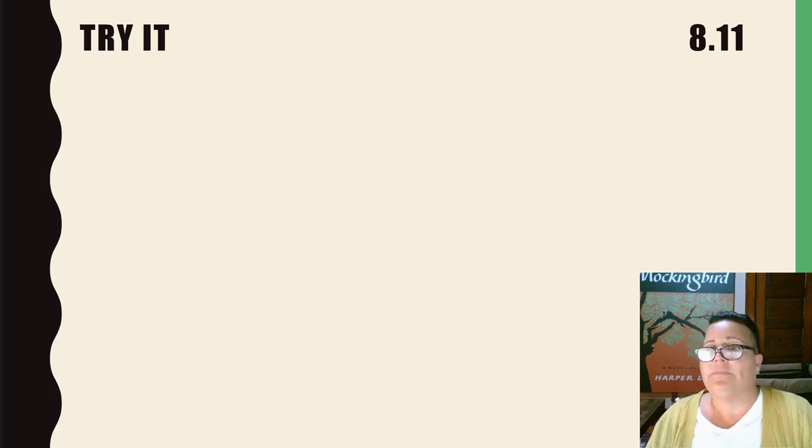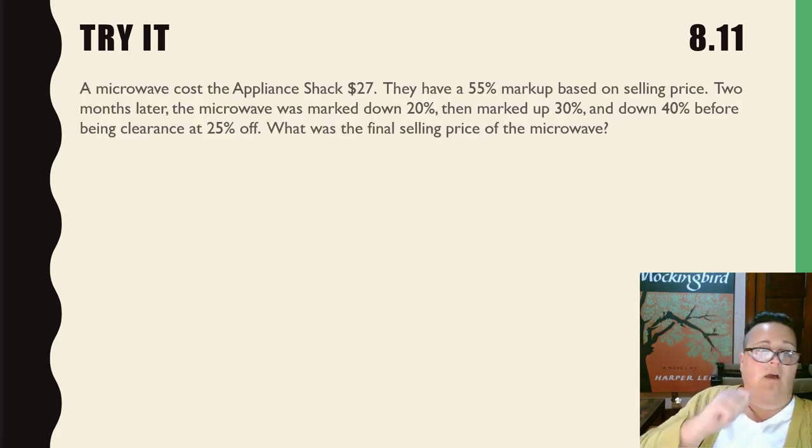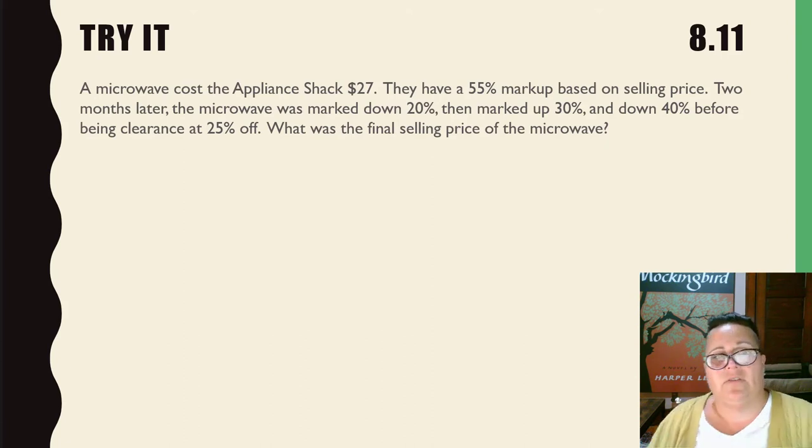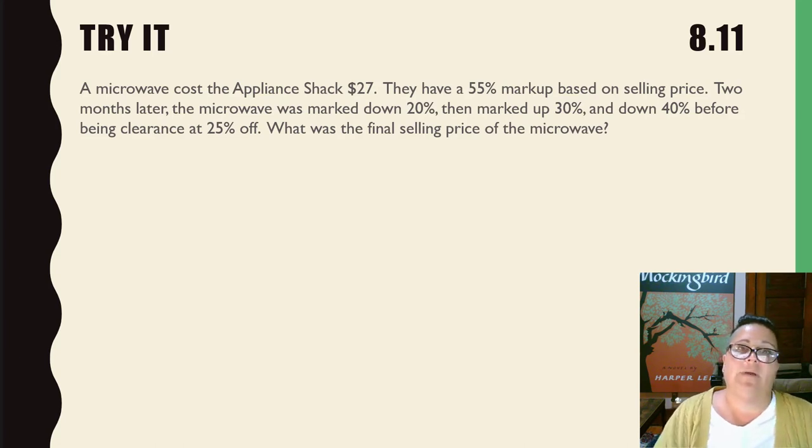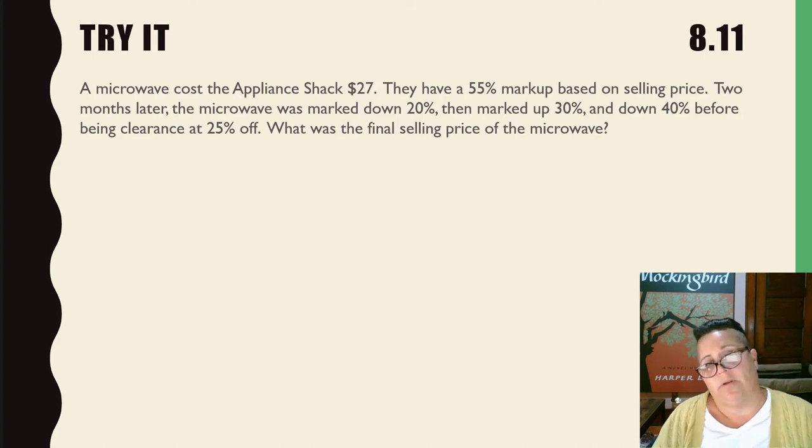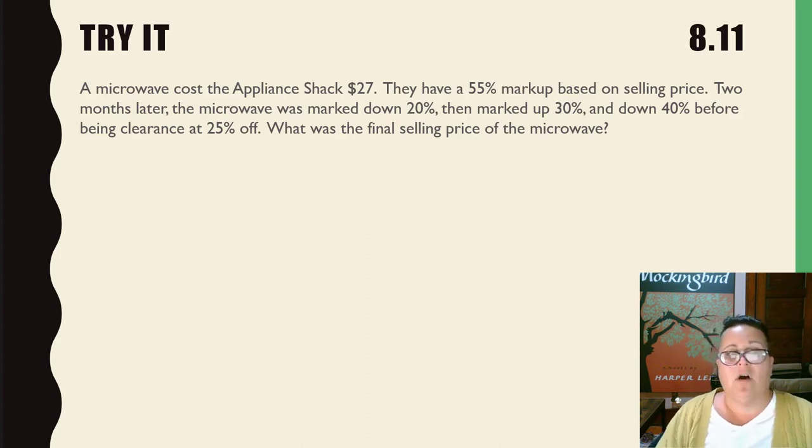We're going to try one. So a microwave costs the appliance shack $27 to purchase. They have a 55% markup based on selling price. And 2 months later, the microwave is marked down 20%. Then they're going to mark it up 30%. Then they're going to mark it down 40% before they clearance it at 25% off. And we're asking, what is the final selling price of this microwave?